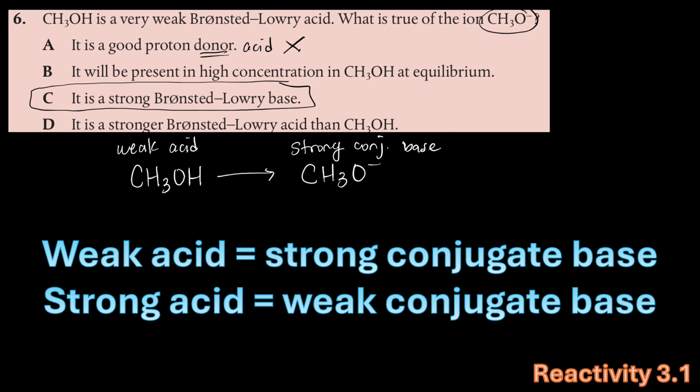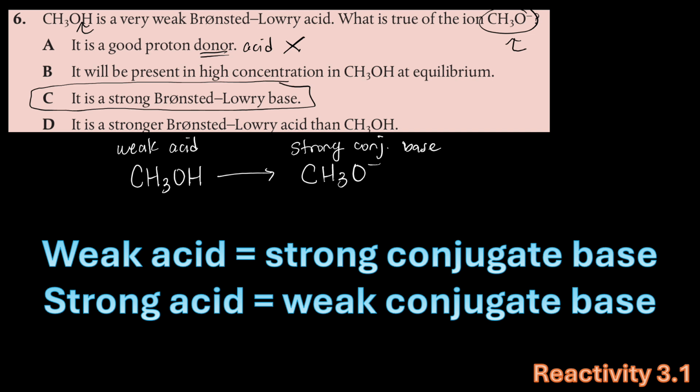B, it will be present in high concentration in CH3OH at equilibrium. So again, from the last slide, we were talking about weak acids having a very low K value, right? Equilibrium constant. So because they have a very low K value, that means they are on the reactant side at equilibrium. Because they're on the reactant side at equilibrium, that means you're going to have a lot more of your weak acid in solution than you would your conjugate base.